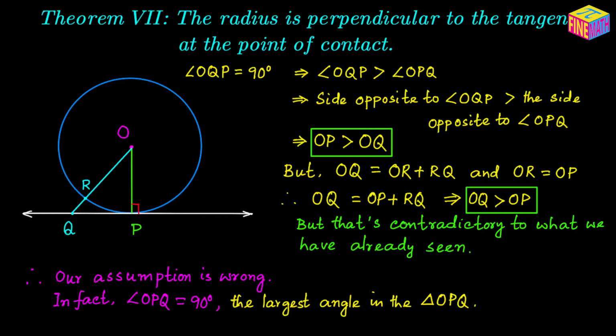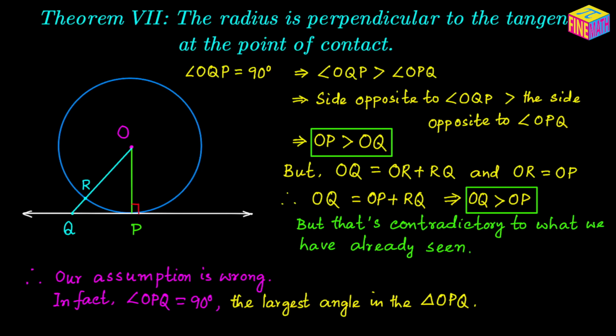And from this diagram you can see that OP will be the shortest distance from the center to any point on the tangent line. P is the point whose distance from the center would be the smallest distance. You take any other point on the tangent line, the distance from the center will be larger than OP. And we also know that the smallest distance from a point to a line is actually the perpendicular distance. So from that aspect also we can clearly understand that OP will be perpendicular to the tangent line.